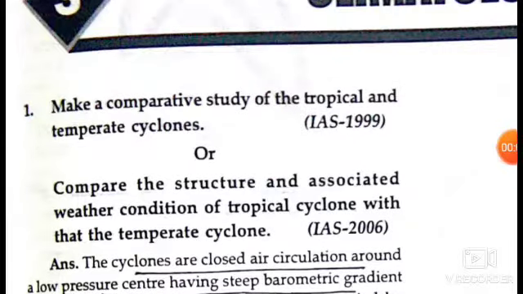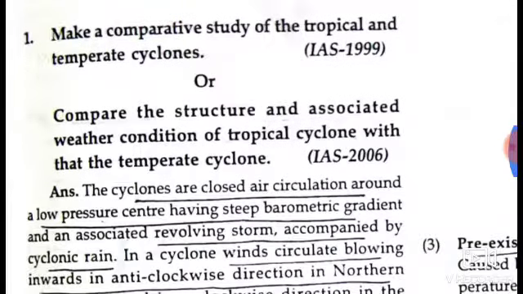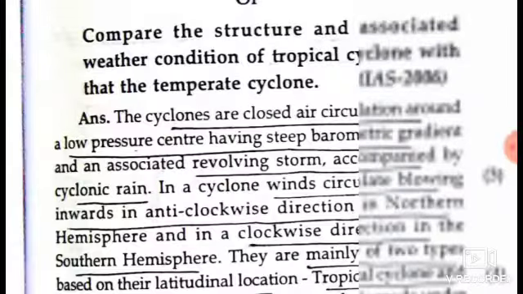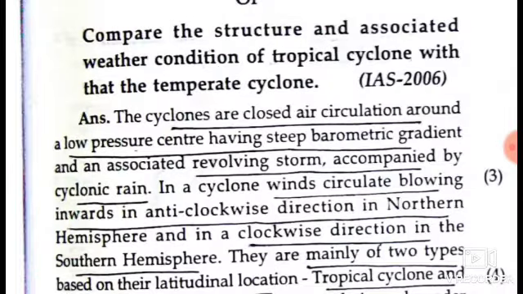Make a comparative study of tropical and temperate cyclones. Compare the structure and associated weather conditions of tropical cyclones with that of the temperate cyclone. Cyclones are closed air circulation around a low pressure center, having steep barometric gradient and an associated revolving storm accompanied by cyclonic rain.